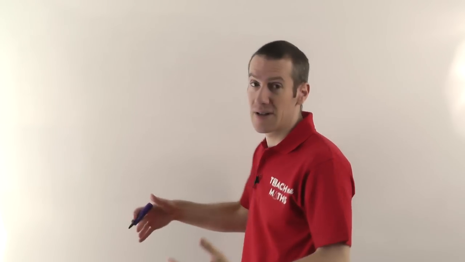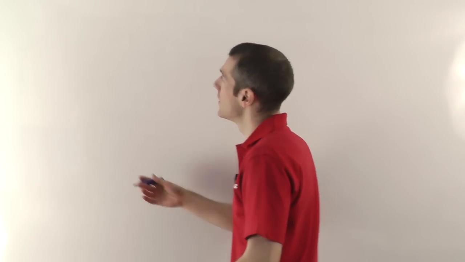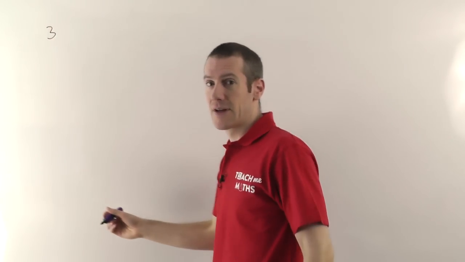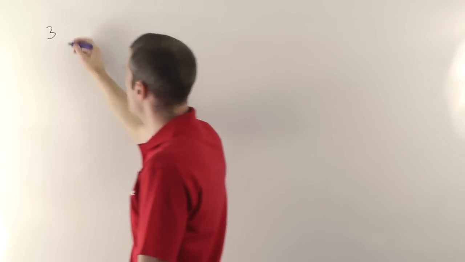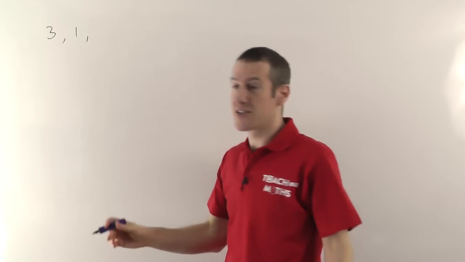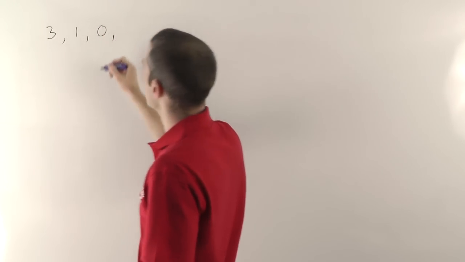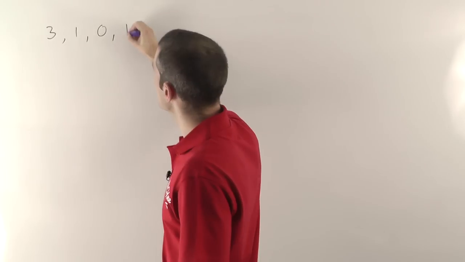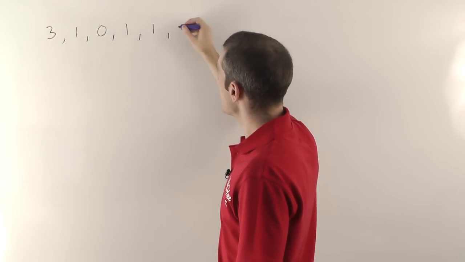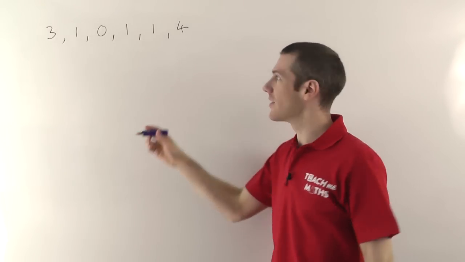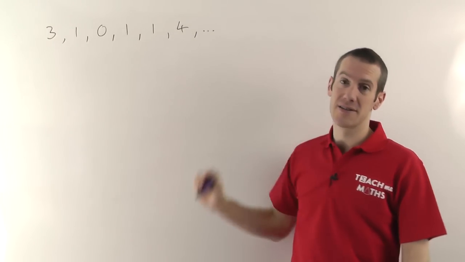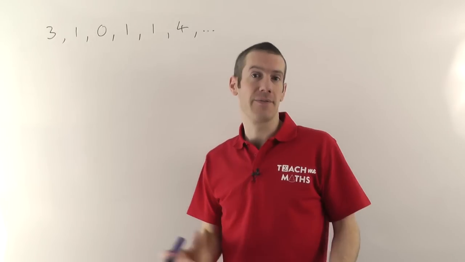So for example, let's say the first family you go to have got three children. So you write down three. And maybe the next couple you go to has got one child. So you write down one. Maybe the next couple doesn't have any children. So you write down zero. And then maybe the next family has one child again. And then the next family has one again. And then the next family has four children. And you carry on going like this. So you asked a whole bunch of families how many children they have.